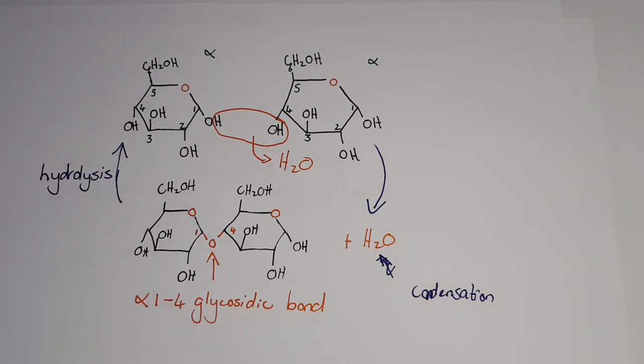So now that's our most common form of bond, the alpha 1,4 glycosidic bond. But now, remember, I also have a beta molecule.